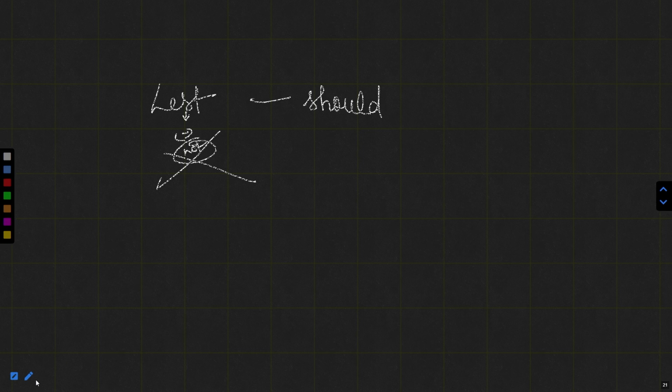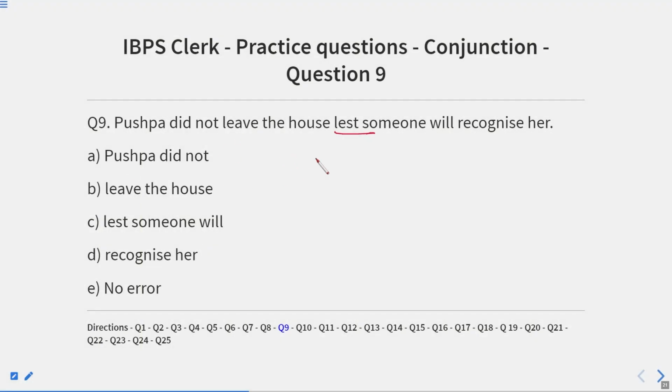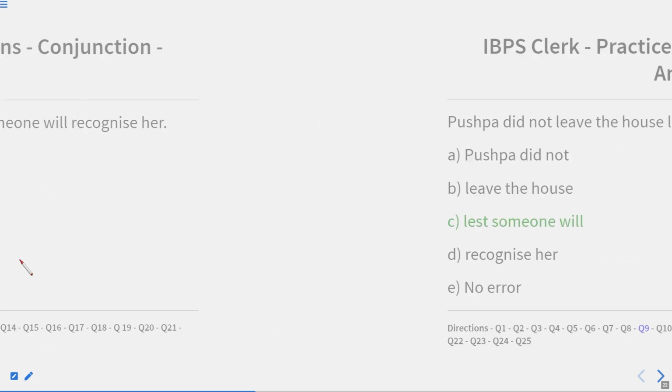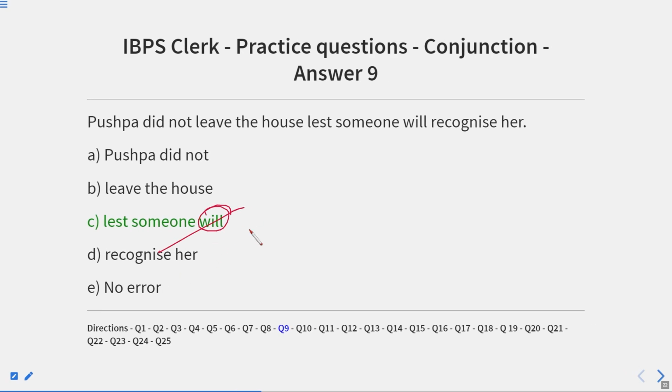In this sentence here it is written lest someone will recognize. So this will is incorrect over here. The answer will be C, where this will should be replaced with the word should. And the correct sentence will be Pushpa did not leave the house lest someone should recognize her. Now let us move to the next question.